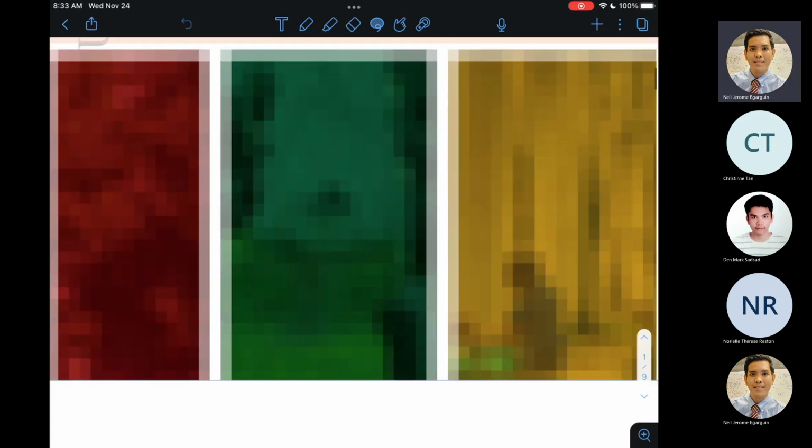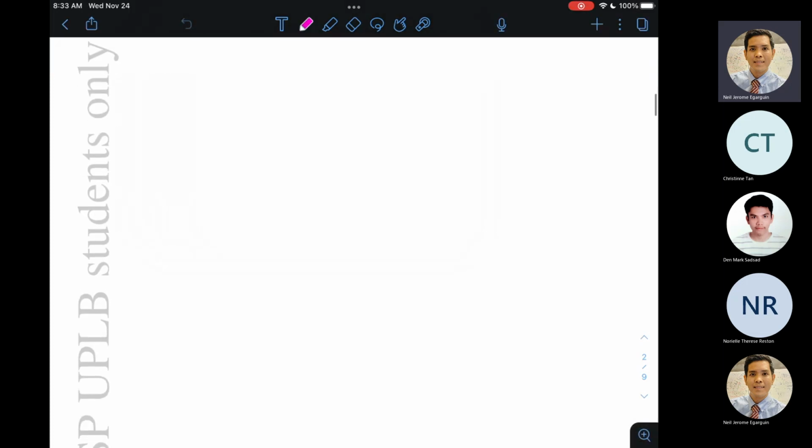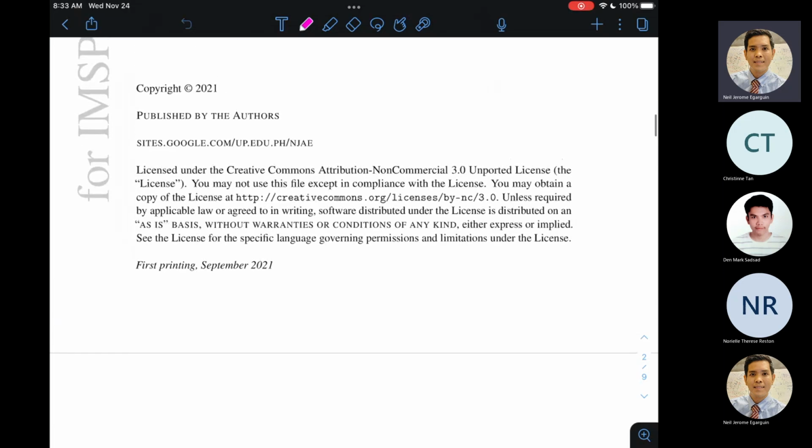Okay. Now, that is an example of a quadrature rule na sinabi nga natin last time. Yun yung focus natin for the two modules in the course. But perhaps I should mention that later.